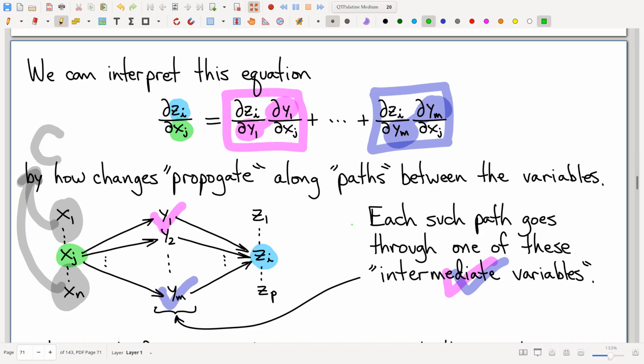Wouldn't changing x1 also change y1? Yes, and if I were interested in a partial with respect to x1, then I'd be worried about that. Absolutely. But very importantly, here the question is about a partial with respect to xj. And when you're taking a partial with respect to xj, all the other x variables you hold constant. Is that satisfying?